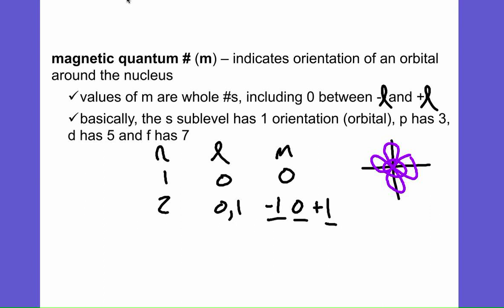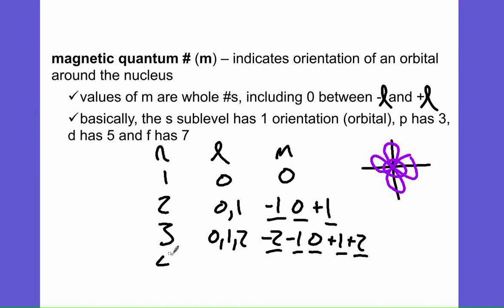Whereas if n equals 3, remember I had 0, 1, and 2 this time, so that means I could go all the way from -2 to +2, which is 1, 2, 3, 4, 5 different digits, which means that that D sublevel has 5 different orientations. So I can take that complicated shape that we don't know, and I'll show you that later, and you can orient it 5 different ways in 3D space.